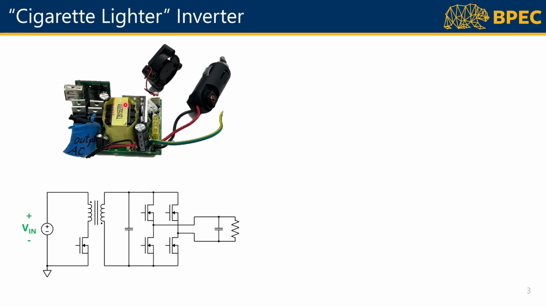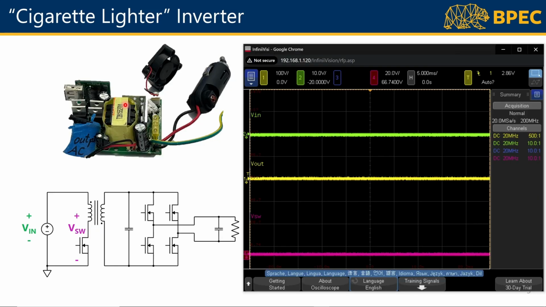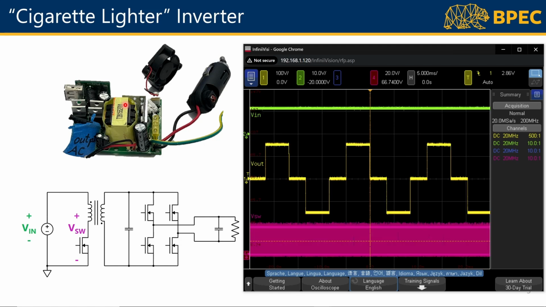Now today, we're going to walk through some waveforms of this converter on the oscilloscope. So we have the input voltage in green, the switch node voltage in pink, and the output voltage in yellow. So we can pull up the oscilloscope waveforms, and we can power on the inverter. And here we are. So you can stop the waveforms and look at our measurements.